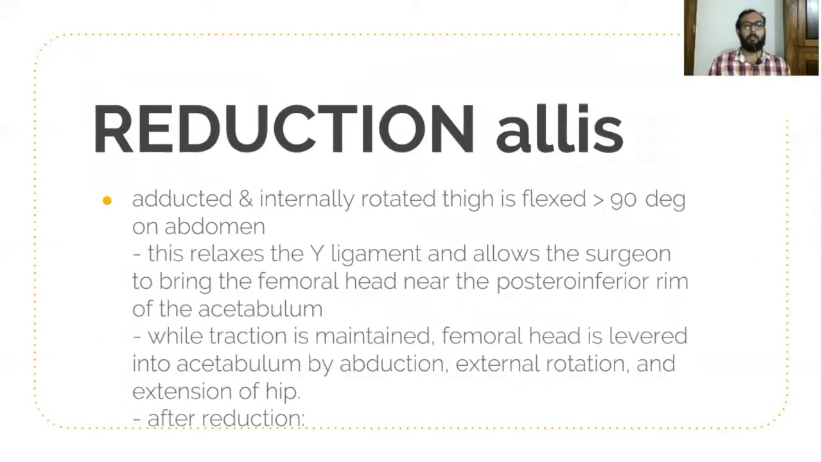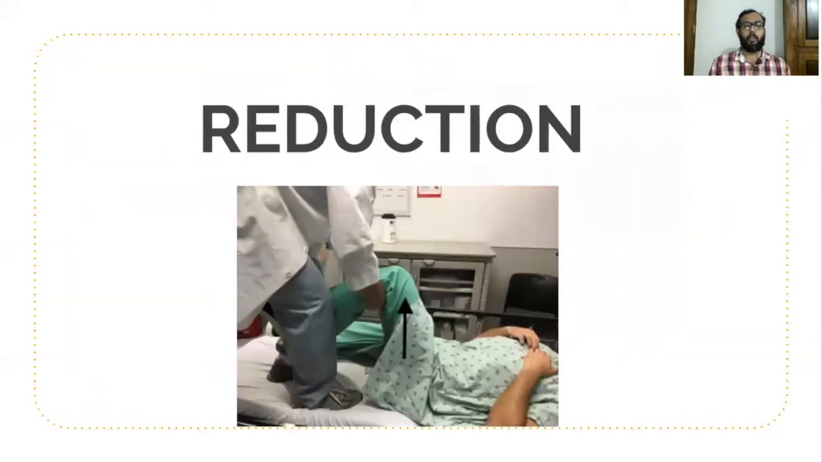Coming to the reduction method of posterior dislocation of the hip, I already explained that the attitude is internal rotation, adduction and flexion. In the internal rotation and adduction, the hip and knee are flexed to 90 degrees. The doctor should stand on the couch where the patient lies, and then in 90-degree flexion of hip and knee, axial traction is given like this.